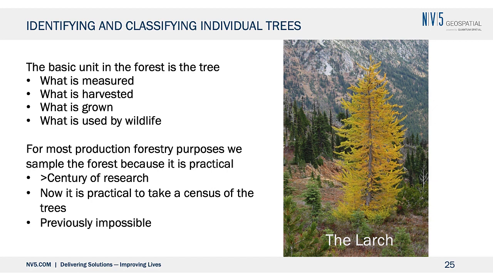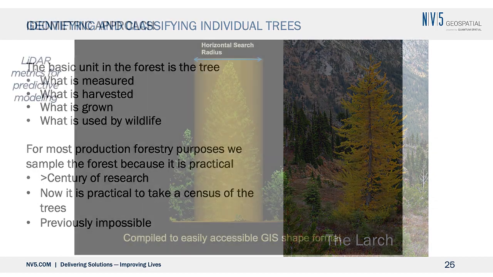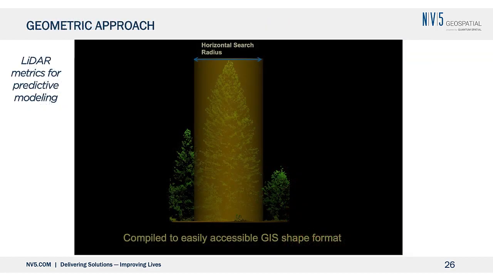So I'm going to show you a couple of methods that we use. Let's start with what we call a geometric approach. It's really the simplest approach to delineating trees, and it works really well for conifers, and you'll see why. So you start by identifying the tips of the trees, and then we look at this tip, and this tip, and this tip, and we search within that tip for where the next maximum is.